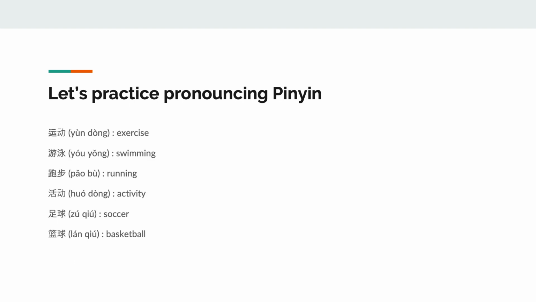Let's keep practicing pronouncing pinyin. This is a group of words that are related to exercise. 运动 means exercise. 游泳 means swimming. 跑步 means running. 活动 means activity. 足球 means soccer. And 篮球 means basketball.